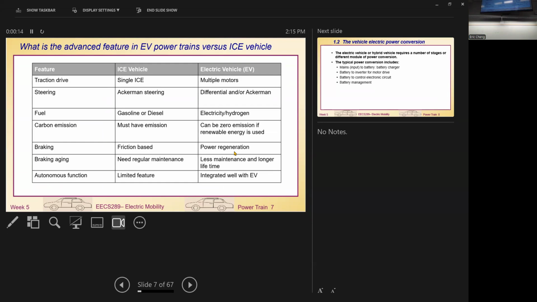But for EV, we use power regeneration. For all the braking, we use the so-called second quadrant or fourth quadrant method to control the vehicle to brake. So in this case, the vehicle can save much more energy.